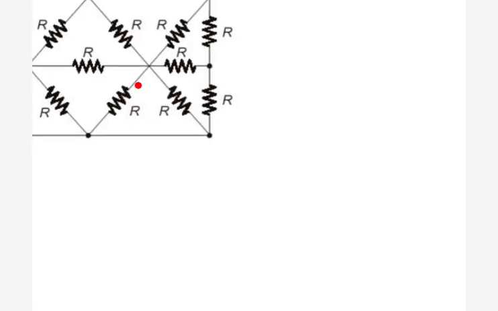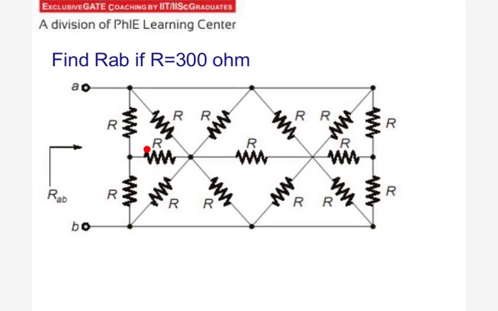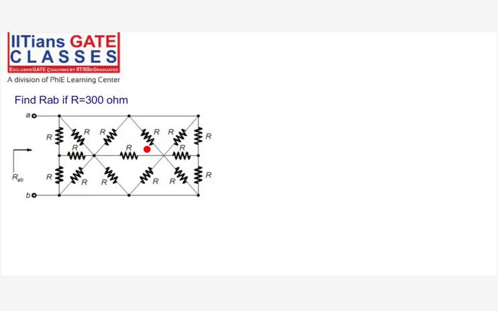So whenever you see a Wheatstone bridge, the first thing you should be doing is looking for the balanced bridge condition. Are all the bridges balanced? Because all the resistances are R, right? Are the bridges balanced? Yes, they all are balanced bridges. So this is a balanced Wheatstone bridge, this is a balanced Wheatstone bridge, and this is a balanced Wheatstone bridge.